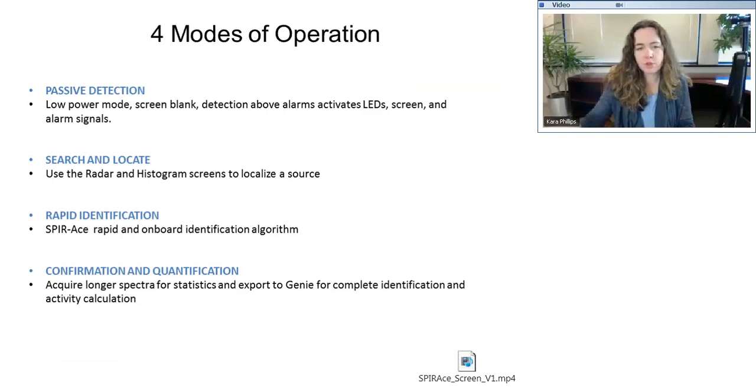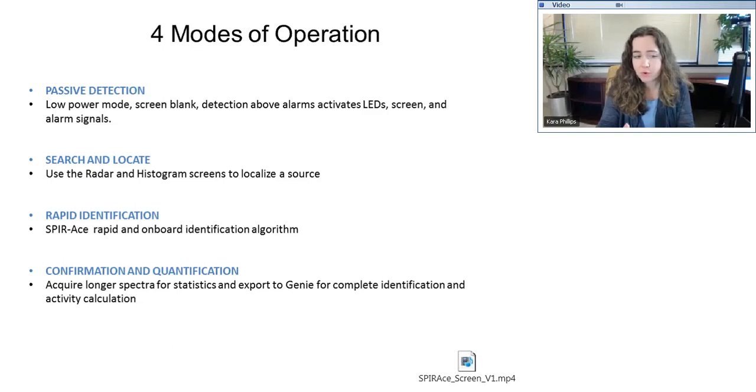So there are really four modes of operation to talk about when we start breaking down how somebody might want to use this device. The way I like to go through that is starting with passive detection, using the device to be sensitive to the presence of radioactivity. Once that radioactivity is alarmed or detected, how do you locate where that radioactivity is coming from? And we'll use some search and locate functions to do that.